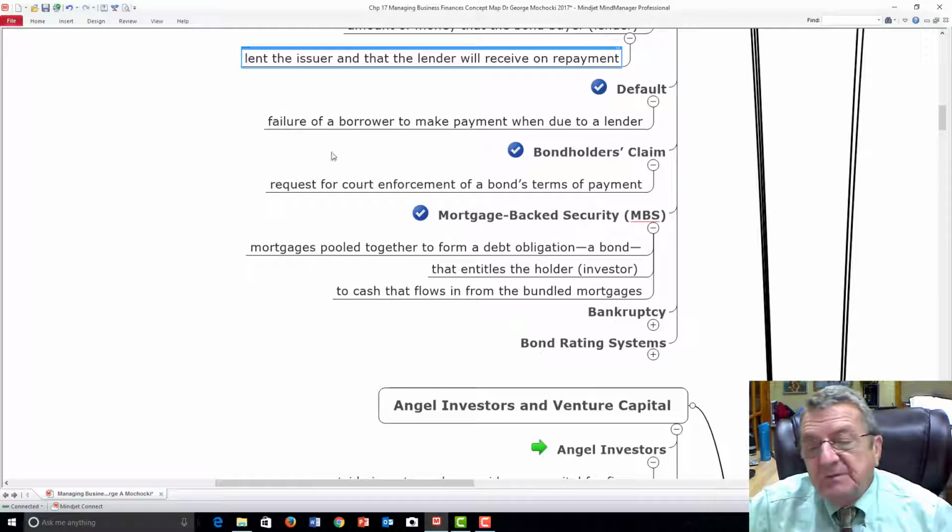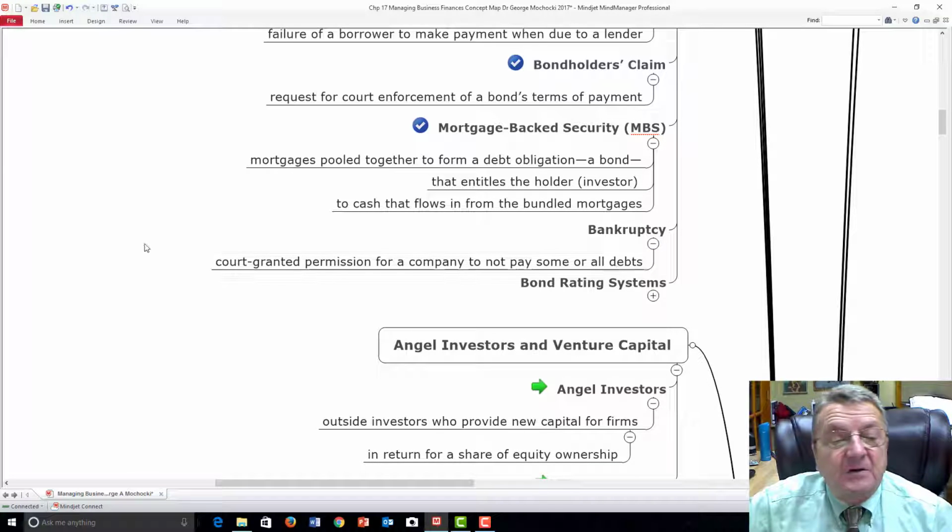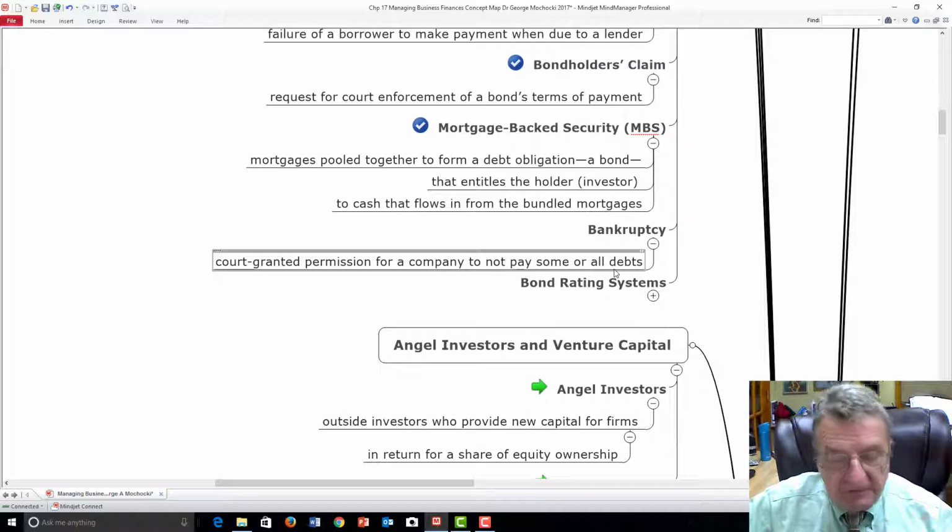Okay, and in bankruptcy, when all fails, how the heck do I get out here? Court grants permission for a company not to pay some or all debt bills. When you go into bankruptcies, there are different bankruptcies.